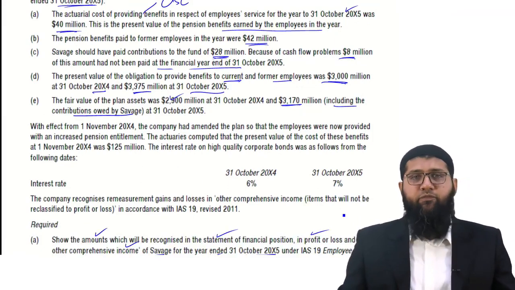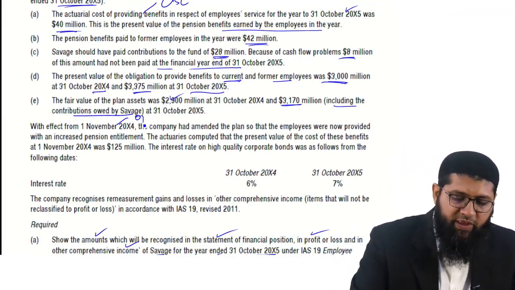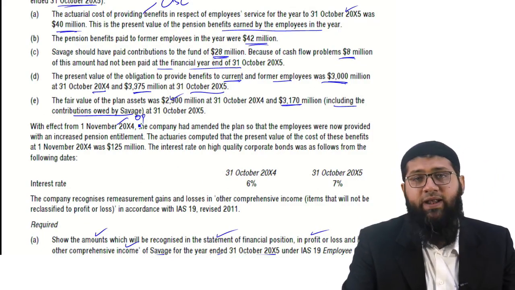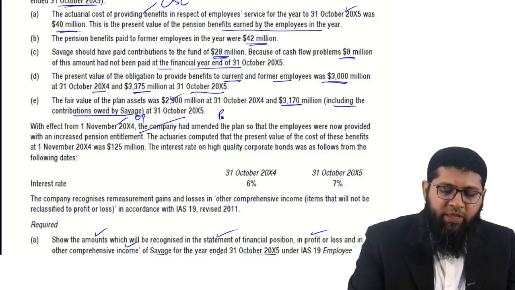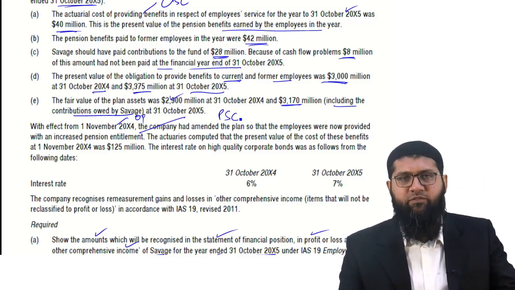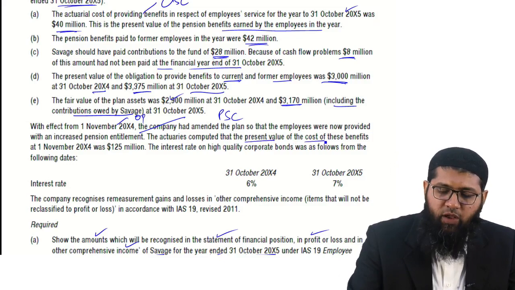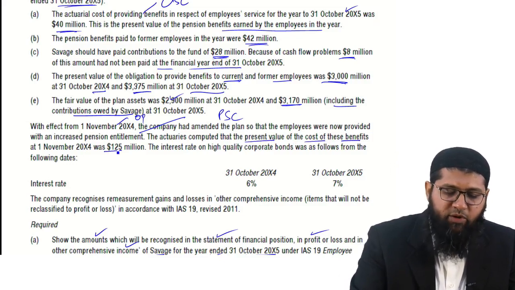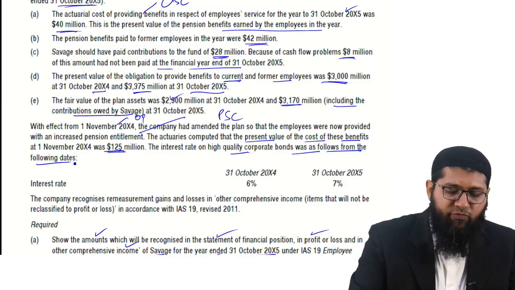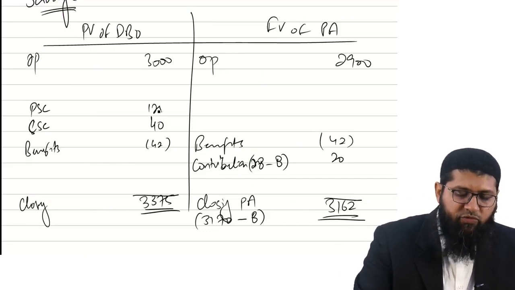Now it says with effect from 1st November 2004, which is the start of the year, the opening date, the company had amended the plan so that the employees were now provided with an increased pension entitlement. So this is actually a past service cost. When you pay additional benefits for the prior services, that's a past service cost. The actuaries computed the present value of the cost of these benefits on 1st November to be 125 million. So you would mention the past service cost, which is 125 million.